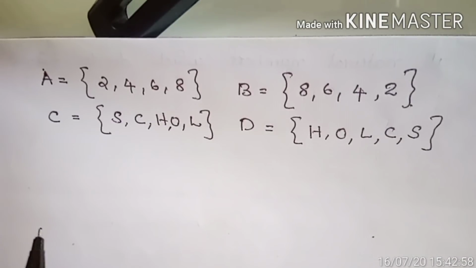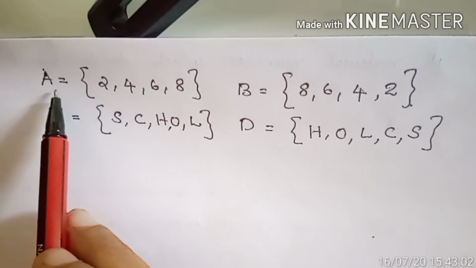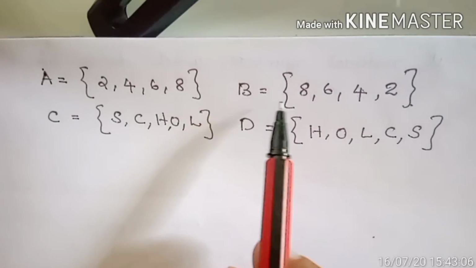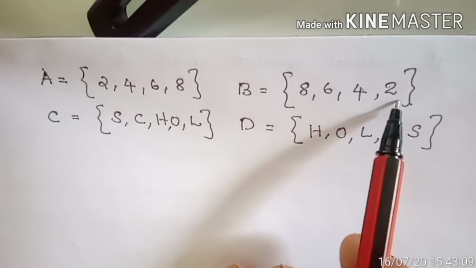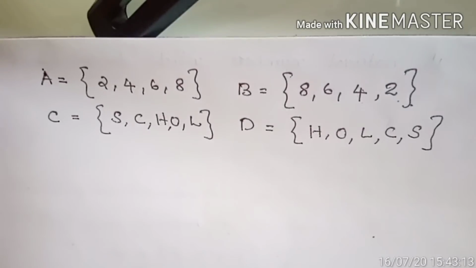Similarly, in this type of representation, the order of the elements is not important. Look at that. A equals {2, 4, 6, 8} and B equals {8, 6, 4, 2}. The elements of both A and B are the same, but the order is different. But A and B are equal. The sets A and B are equal sets, because the elements are the same and only the order is different.